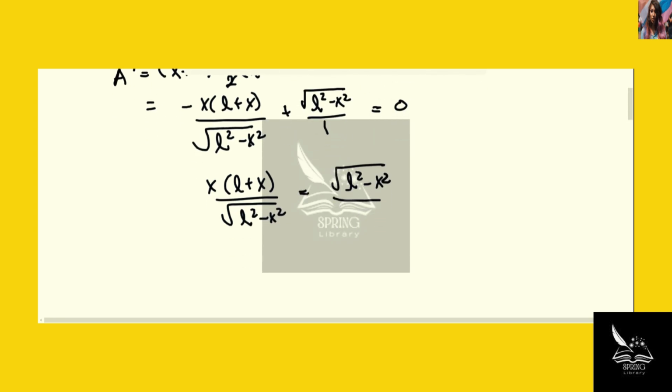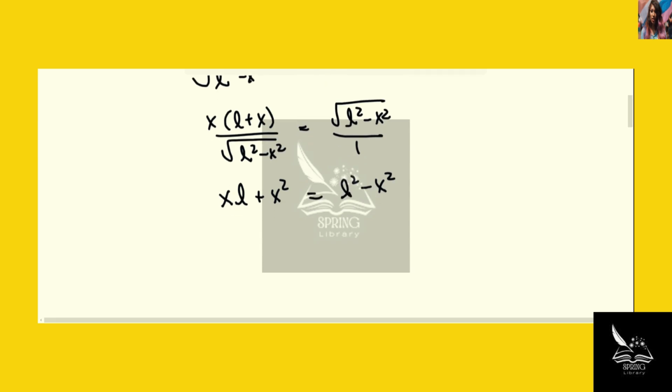Now I'm going to cross multiply and multiply this side out. I get xL plus x squared equals L squared minus x squared. All right, I have an x squared, so I need to put everything on the same side because it's a quadratic equation. So 2x squared plus xL minus L squared equals 0. So I'm going to factor that. Let's see. I need a 2x and an x. I need an L and an L. And I need a plus and a minus.